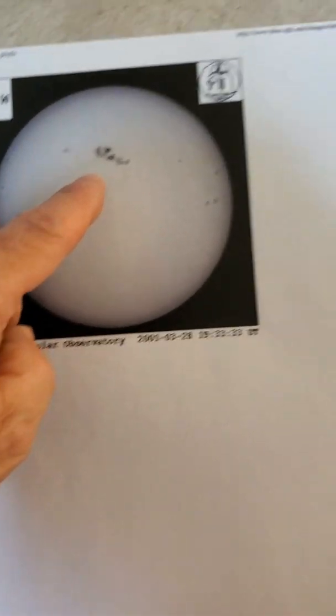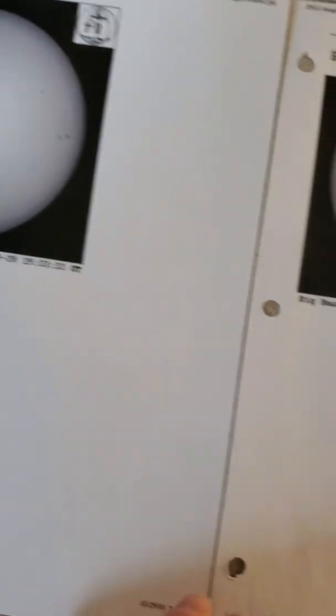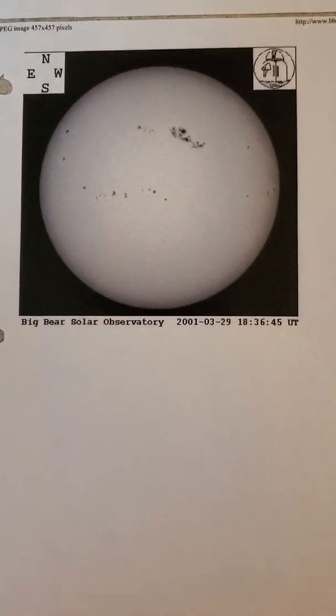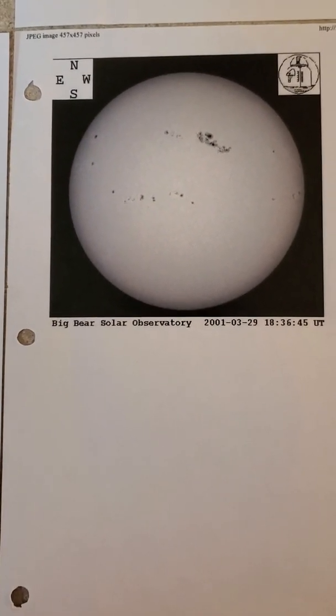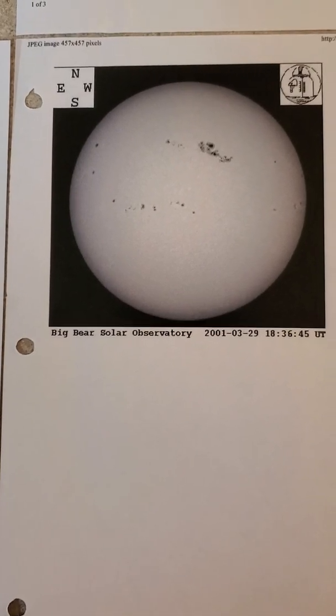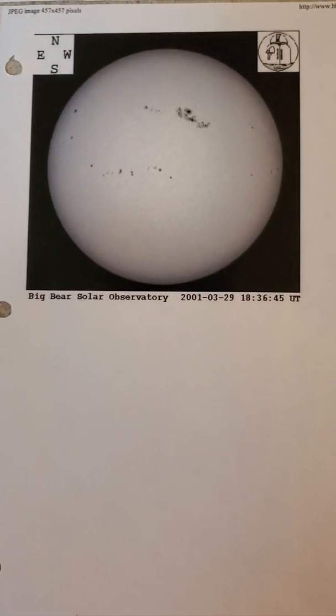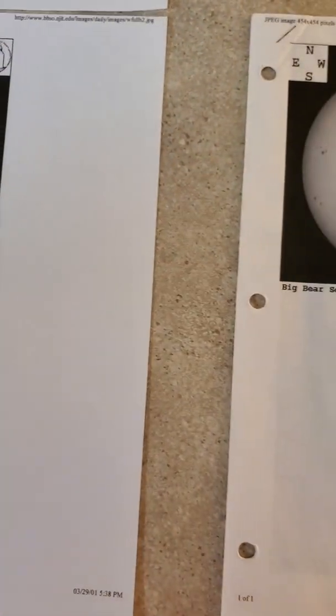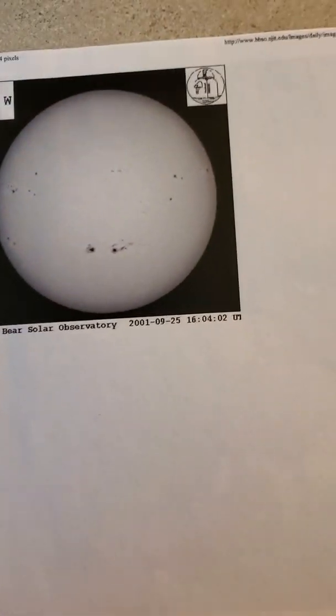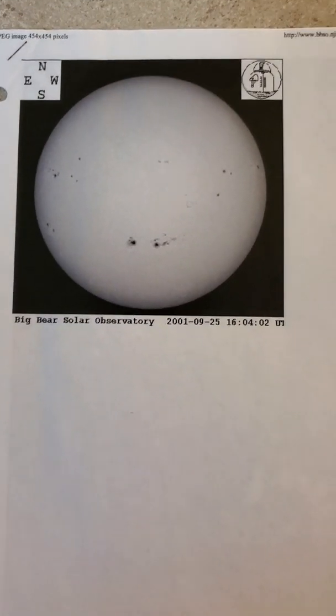The sunspot group got bigger and bigger and bigger. Okay, this was the next day, the 29th. That's what the sun can look like when it is all wound up with lots of energy. Okay, this is a different day. This was late September 2001. Look at those sunspots.